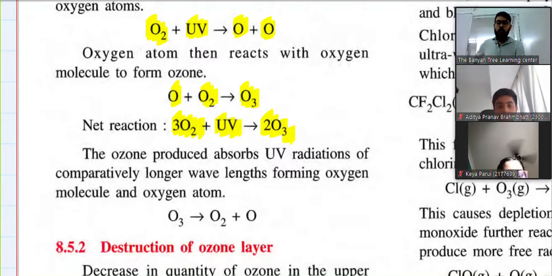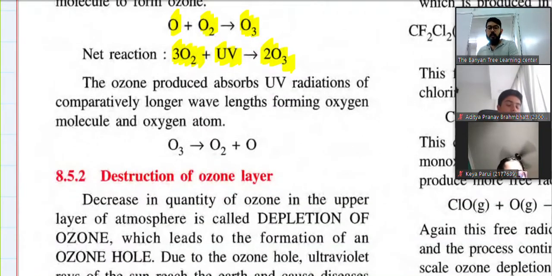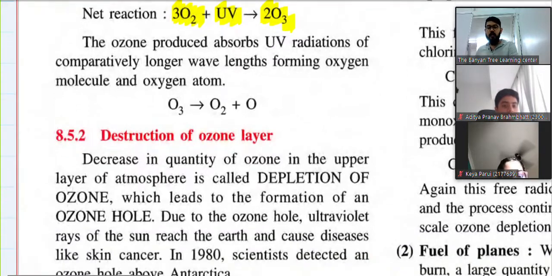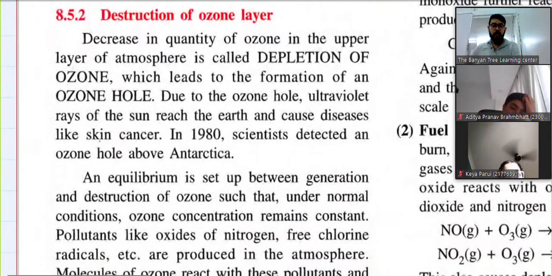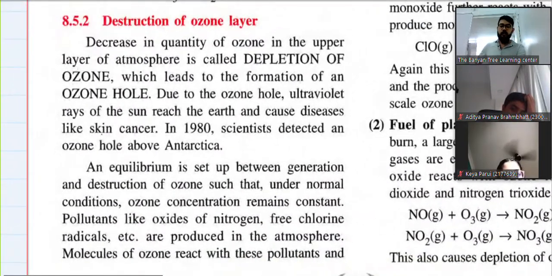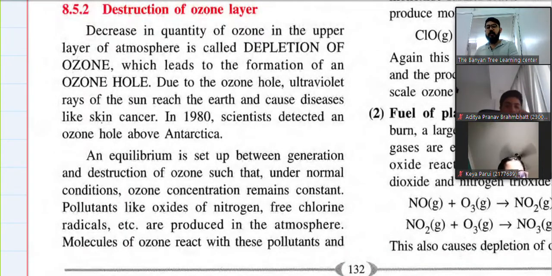Okay. So the ozone produced absorbs UV radiations of comparatively longer wavelengths, forming oxygen molecules and oxygen atoms. Basically, ozone absorbs the UV radiation and does not allow it to reach the surface of Earth. Now, the quantity of ozone in the upper layer of the atmosphere is decreasing, and this process is known as depletion of ozone.